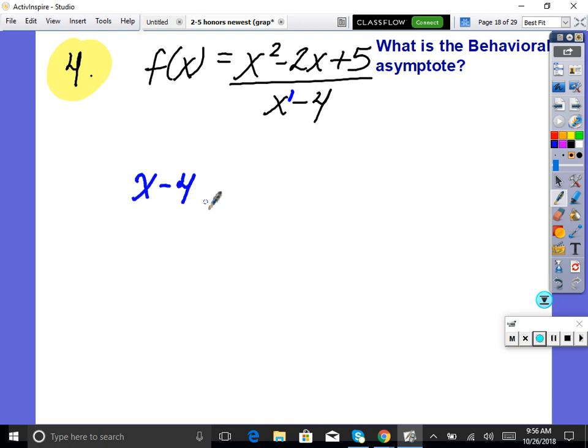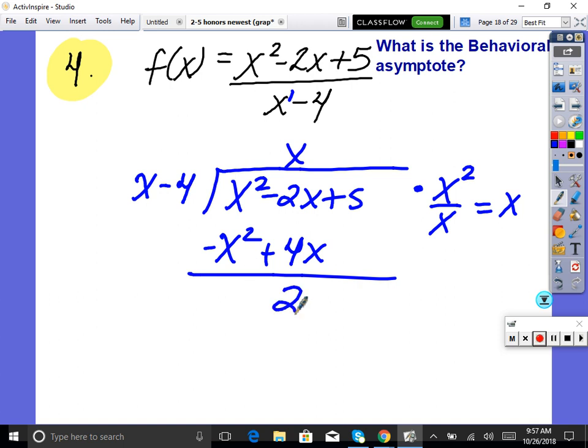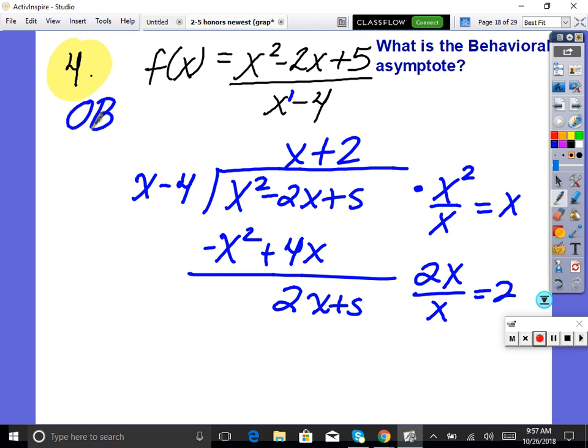So x minus 4, house. So here we go. Adding straight down. Now will the rest matter? No, because the remainder doesn't matter for this. So you'd say I have an oblique asymptote at y is equal to x plus 2.